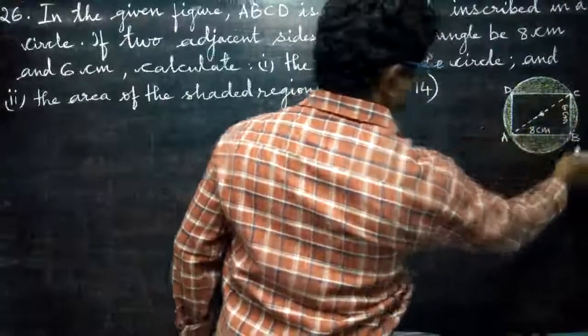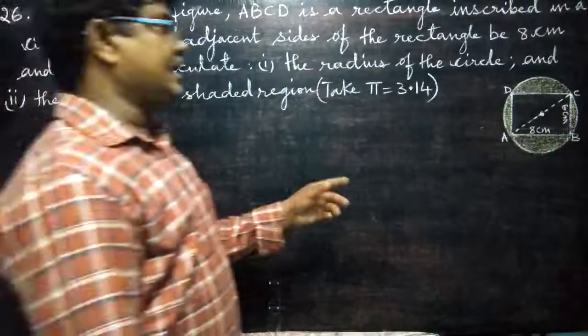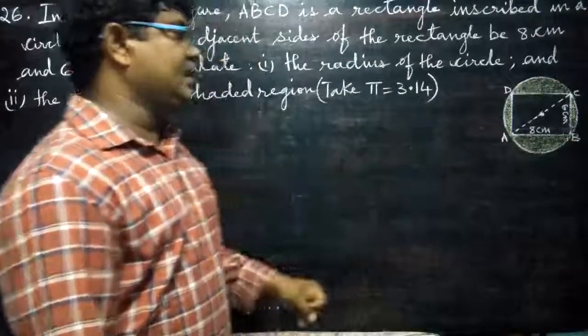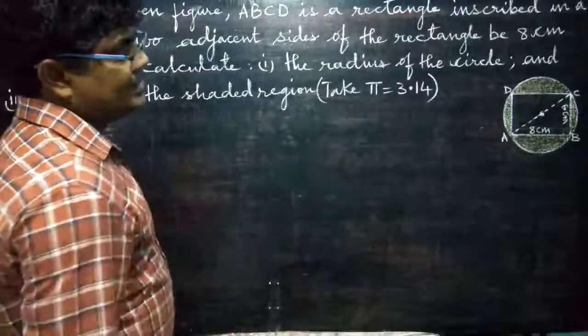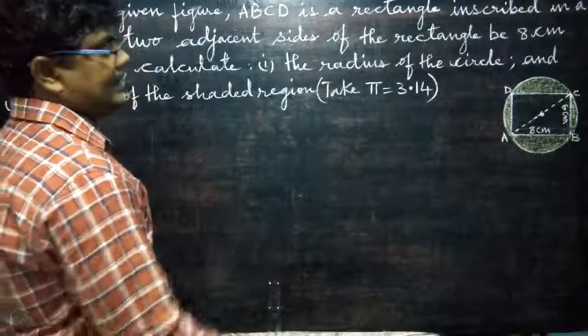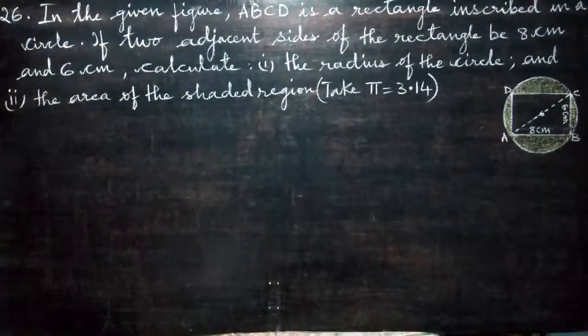AC and BD are the diagonals of the rectangle. In a rectangle, diagonals are equal. You know the properties of a rectangle: opposite sides are equal, each angle is 90 degrees, diagonals are equal. Now listen carefully.